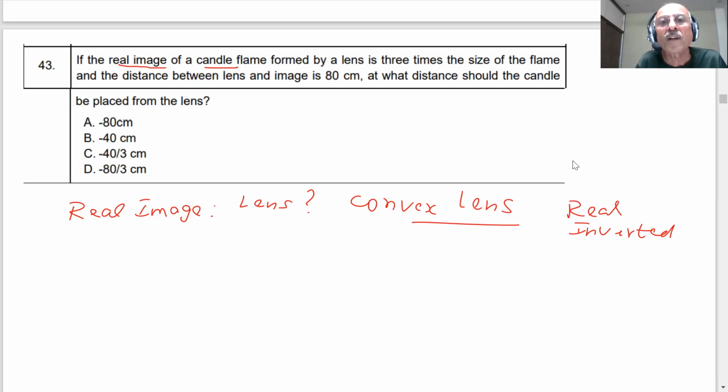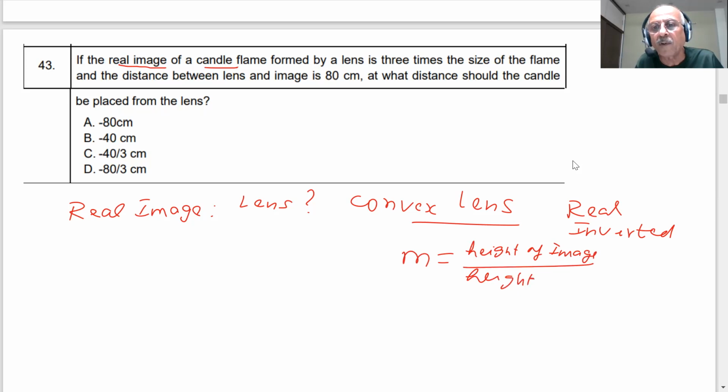Further, he says the image formed by the lens is three times the size of the flame. What does that mean? Magnification, student. Magnification is given. What is magnification? Height of image divided by height of object. Height of image divided by height of object is how much? Three times. Three, student. This is also equal to V by U. You know, magnification formula is V by U.